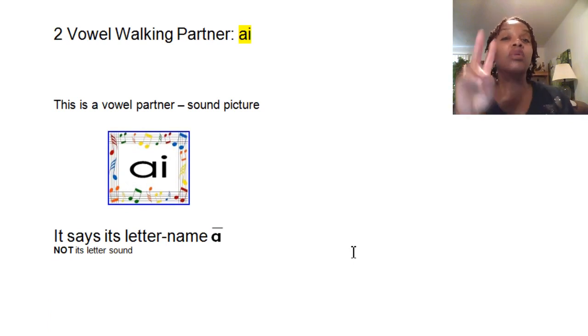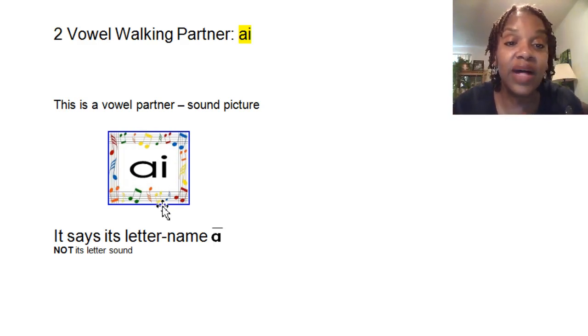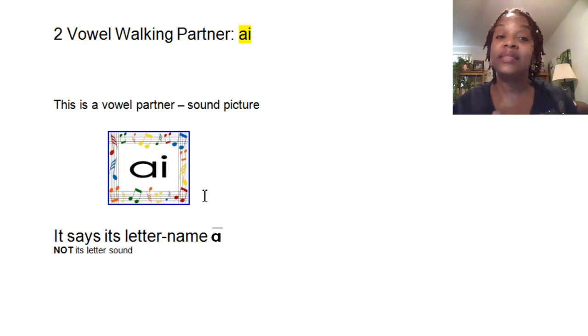All right. So we're gonna learn the first vowel partner. So again, this is the AI partner. So this is a vowel partner sound picture. It says its letter name A, not its letter sound. It doesn't say A, it says A, okay?